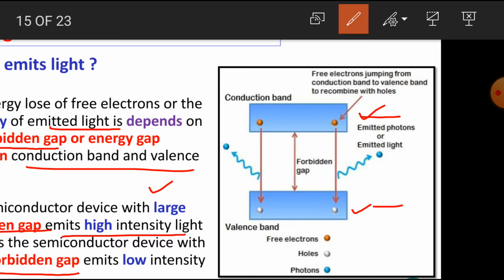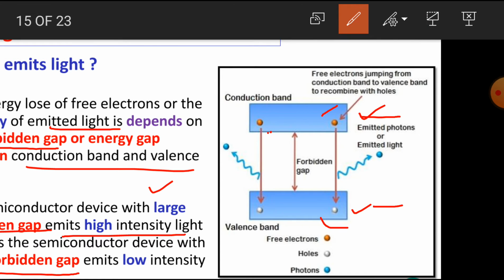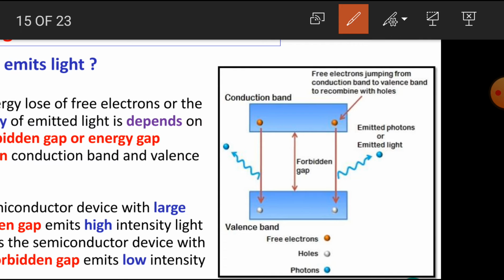That is, we can also say that the electrons in the conduction band have a higher energy level and the holes in the valence band have a lower energy level. When an electron jumps from the conduction band to the valence band, the excess energy is emitted in the form of light, or in the form of a photon. Okay, I hope you all understand the basic concept of light emission in the LED.